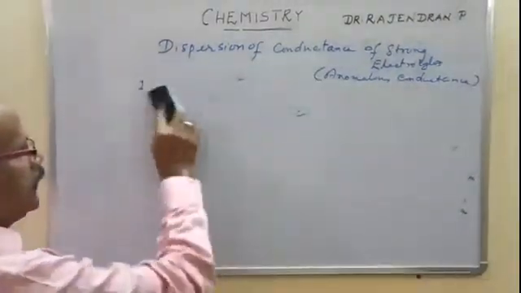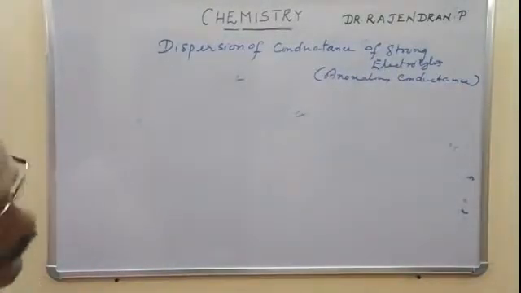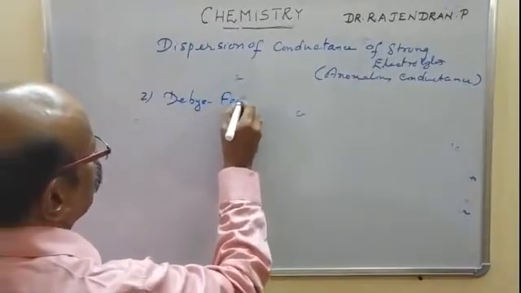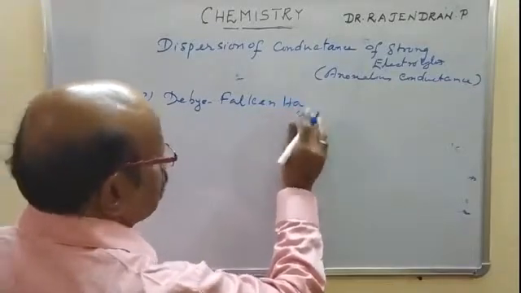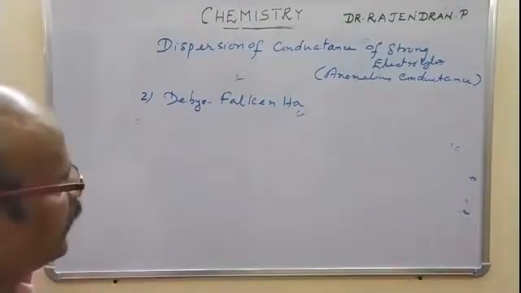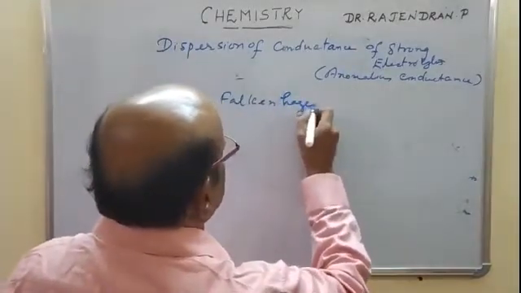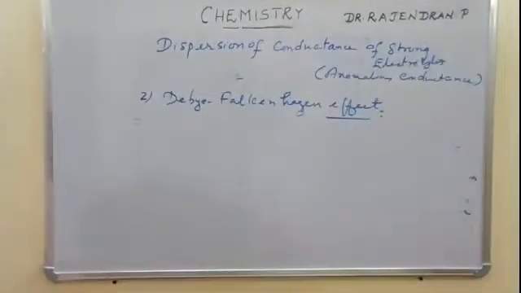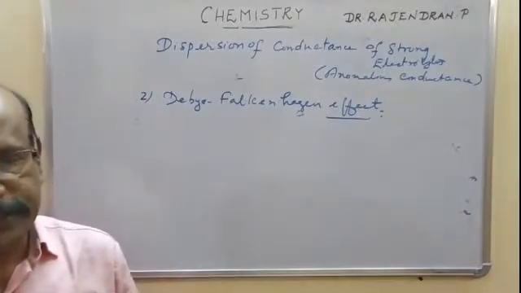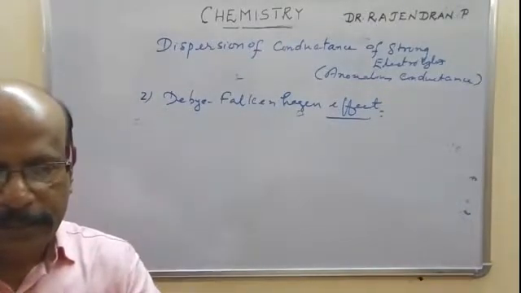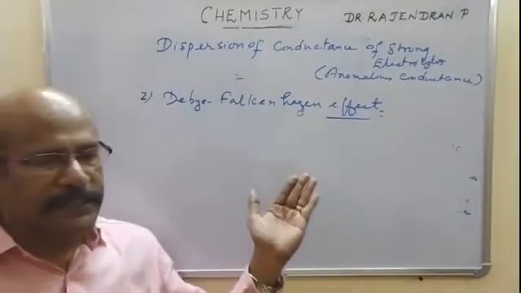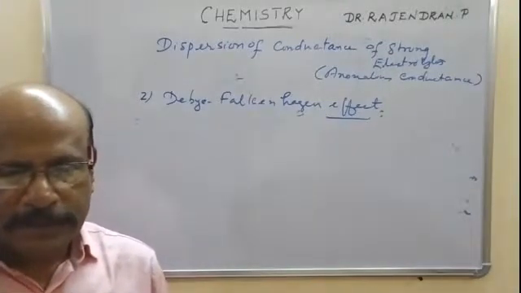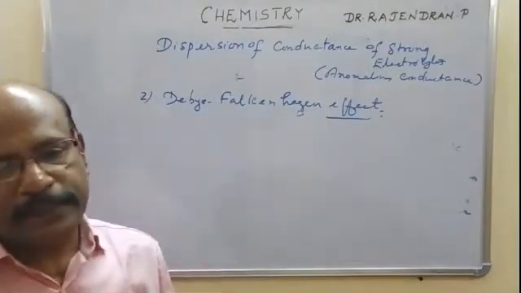The next, the second, is the Debye-Falkenhagen effect. Debye-Falkenhagen, spelled F-A-L-K-E-N-H-A-G-E-N. Here also an increased conductance is observed, under a different condition. Both are increased conductance. Wien effect and Debye-Falkenhagen effect are the increased conductance shown by the strong electrolyte as against its general behavior.